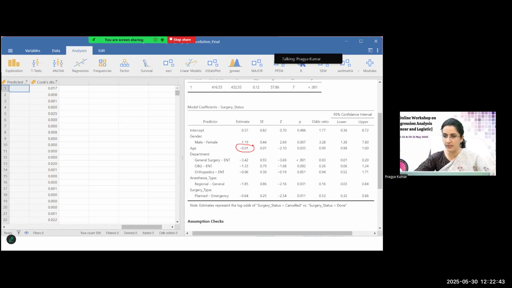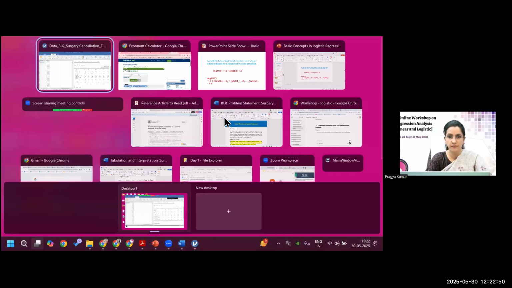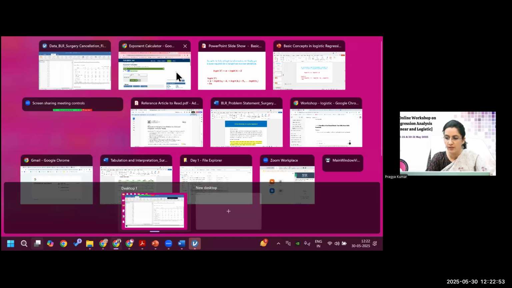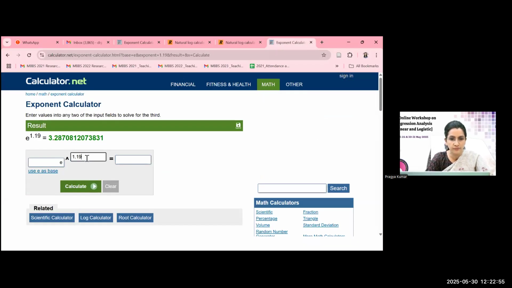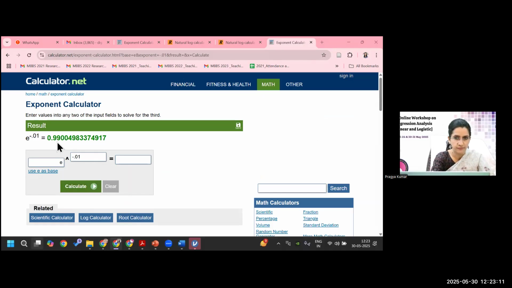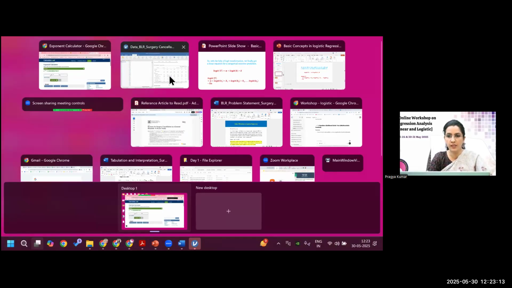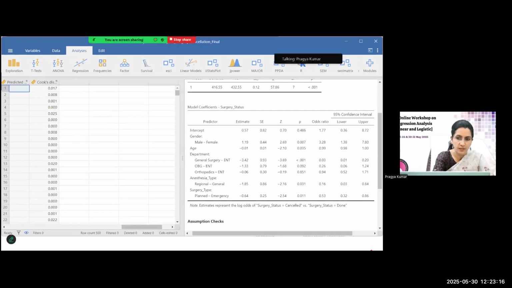Now I will calculate this. So this is minus 0.01. Let me calculate the exponent of this thing. So what value will I put here? I have to put minus 0.01, and then press calculate. So what is the value? It's 0.99. And in jamovi, what is the value? 0.99.